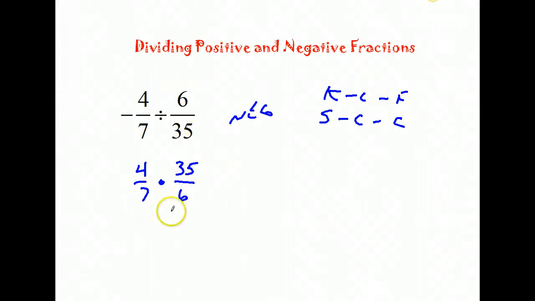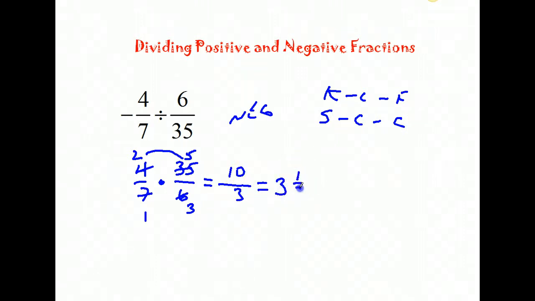Now I've made a multiplication problem, and I just do what I did for multiplying. I'm going to look to see if I can cross cancel. Oh, here we go. 7 goes into 7 once, into 35 5 times. 2 goes into 4 twice, and into 6 3 times. 2 times 5 is 10. 1 times 3 is 3. I never want to leave my answer an improper fraction. So 3 goes into 10 3 times with 1 left over, 3 1/3. And our answer was negative. So negative 3 1/3.